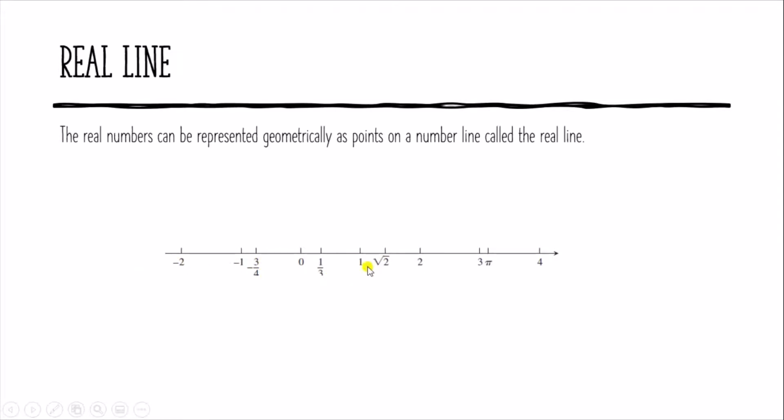Between 0 and 1 there is 1 over 3, which we have already discussed, equal to 0.33. Between 1 and 2 lies the square root of 2. And on the left side of 0 there are minus 3 over 4, minus 1, and minus 2. So what is the real line? The real line is the expression of real numbers geometrically.